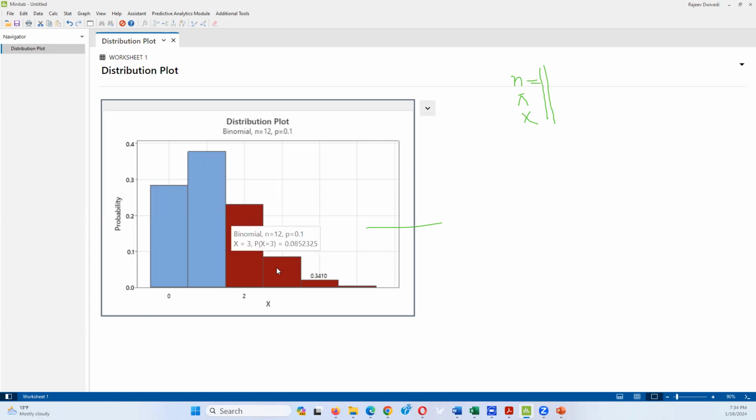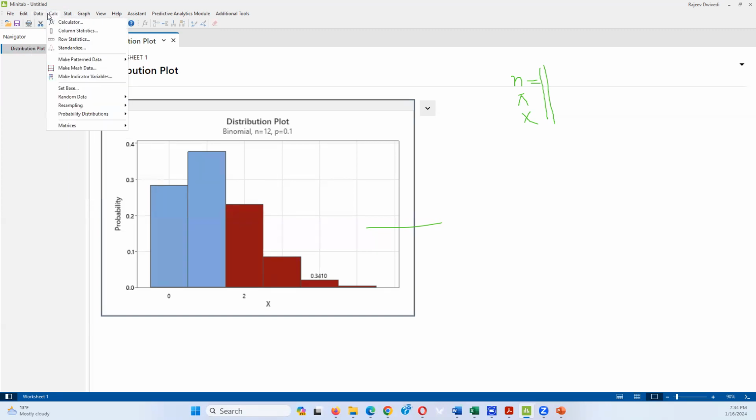And now x equal to 3 is 0.08, which is about 8%. So the answer is, you can see, because it is giving the numbers for all. Just put the pointer and see the value of X. Now I can do the same thing here.